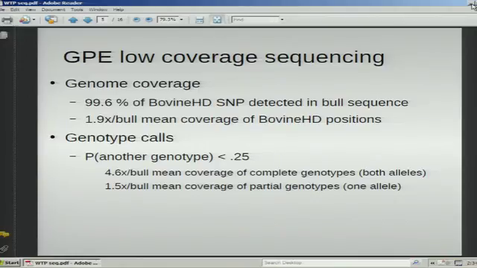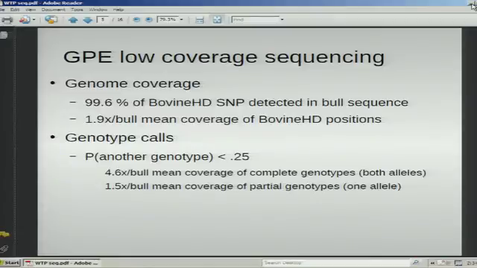A little bit more about how well we covered the genome. From the full data set, we're seeing almost all of the 780,000 SNP that are on the bovine HD chip. On average, we covered each position a little less than once per bull, or a little less than twice per bull. So that means we're not able to call genotypes from sequence on all of these bulls.